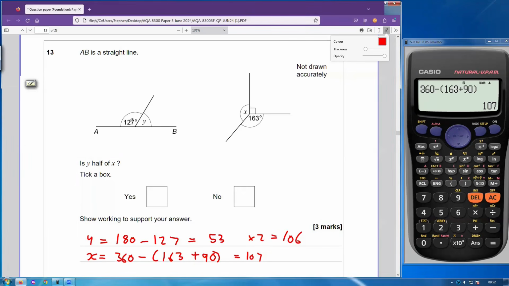Is y half of x? No, 53 is not half of 107. It's half of 106. No. So it's 3 marks. We definitely get 1 for this. We get 1 for this bit at the bottom. And tick in the right box.